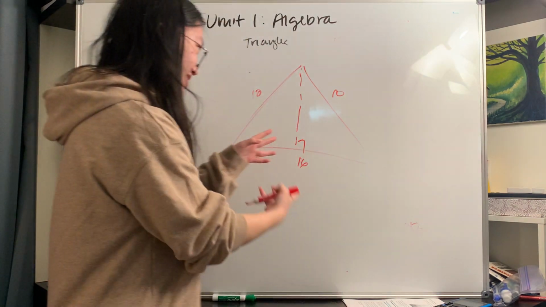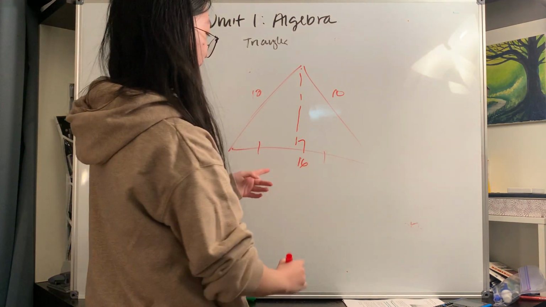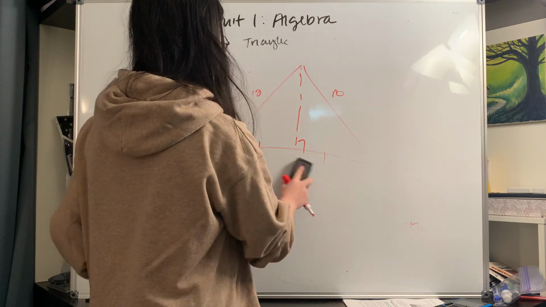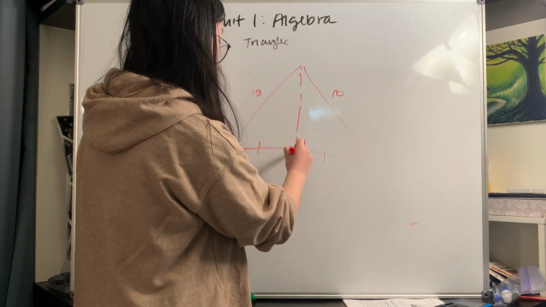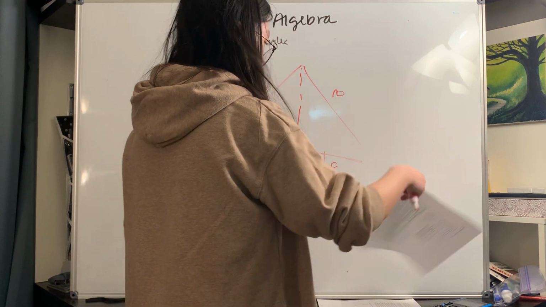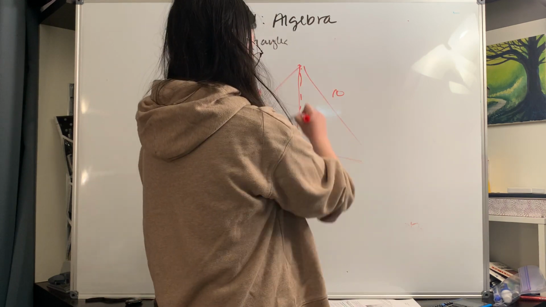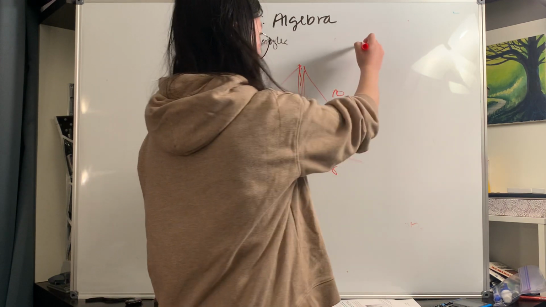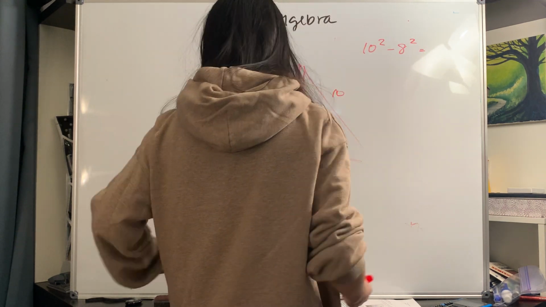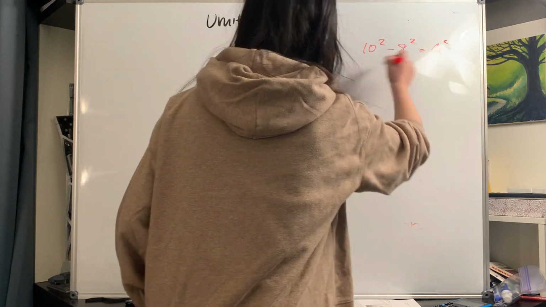And because this is 90 degrees, we can use the Pythagorean theorem to figure out what we want. Oh, by the way, it also bisects the base. So in total, the base is 16 units, but each of these over here are both 8 units. And what we want to figure out, I believe, is the length of the altitude. So we want to figure out this. So what we would do is 10 squared minus 8 squared is equal to a squared. And then we would just calculate.